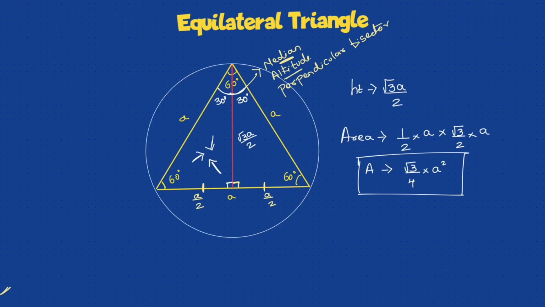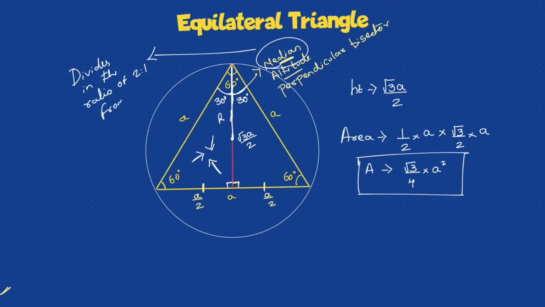Now let's draw a circumcircle, outside, touching the three vertices. What will be the circumradius? What will be the radius of this circle? Now remember this, we will derive this. Median is always divided in the ratio of 2:1, where 2 is always from the vertex and 1 is from the bottom. Okay, so that's how the median is always divided in the ratio of 2:1, and this point is something called the circumcenter, which is the intersection of the medians.